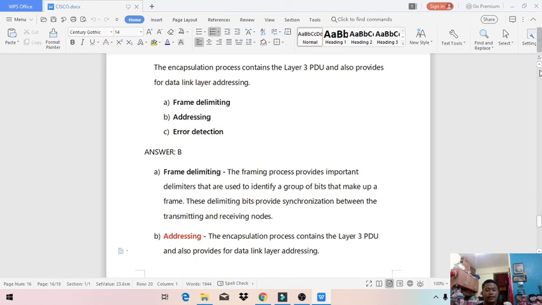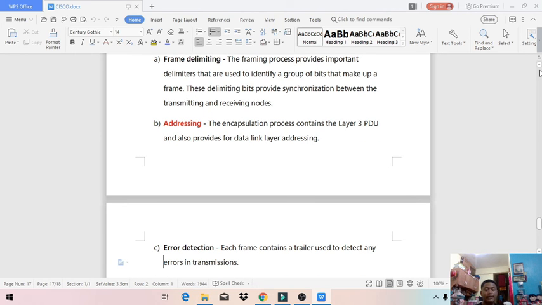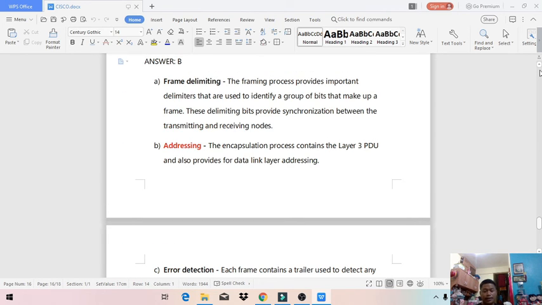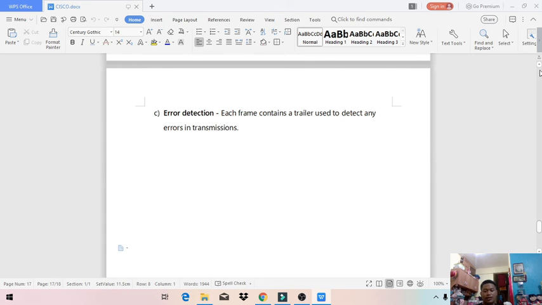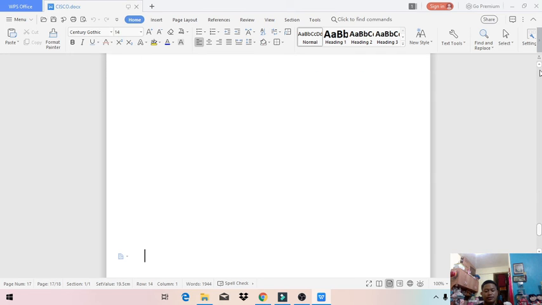So the encapsulation process contains the layer 3 PDU and also provides for data link addressing. So the correct answer is letter B, addressing. Letter A is frame delimiting. The framing process provides important delimiters that are used to identify a group of bits that make up a frame. These delimiting bits provide synchronization between the transmitting and the receiving nodes. Letter C is error detection. Each frame contains a trailer used to detect any transmission errors.